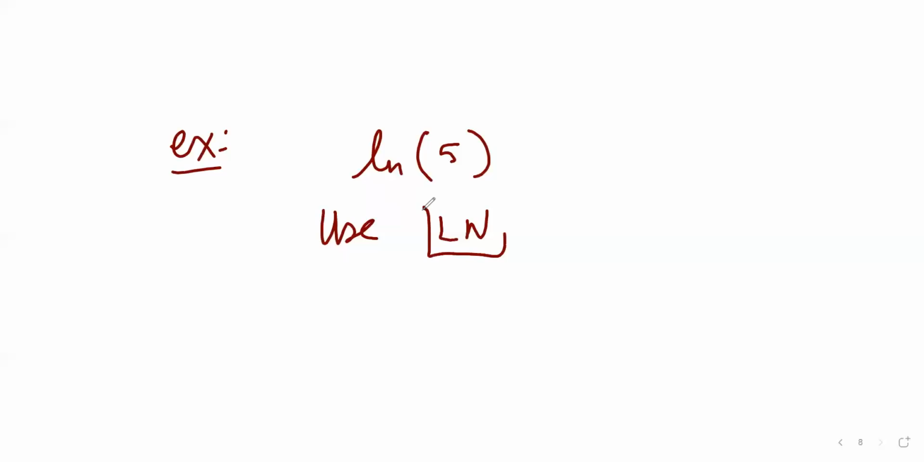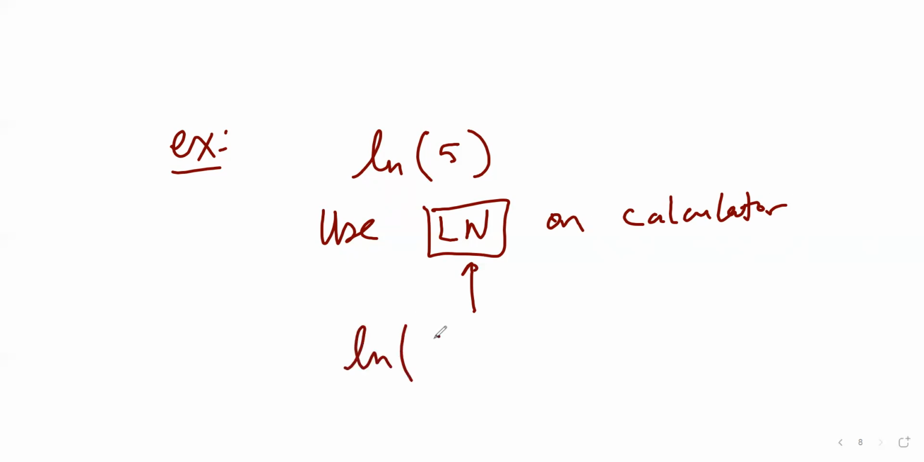And there are things that you cannot do by hand, so you have to use a calculator for those, for instance, ln of 5. For this I have to use the calculator. Just use the ln key: press the ln key first, then put in your number 5, and press enter. Then you will see a number, approximately 1.609.